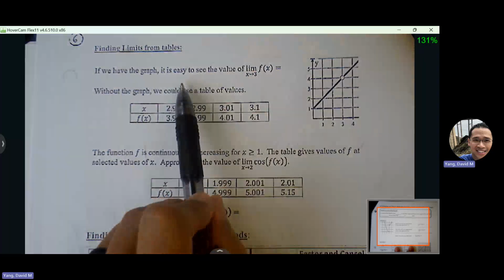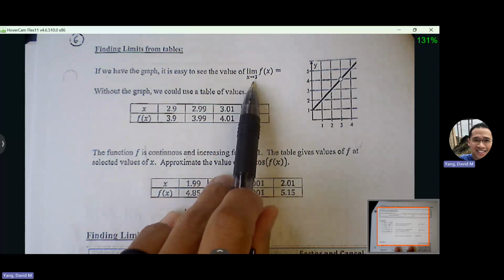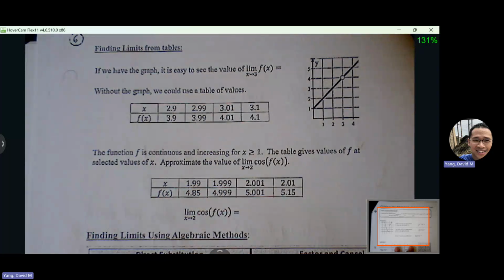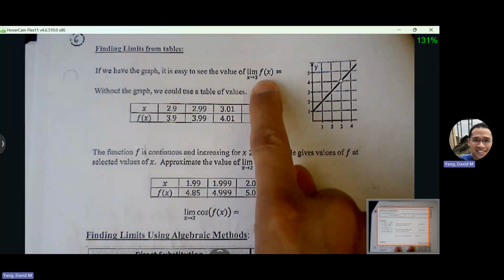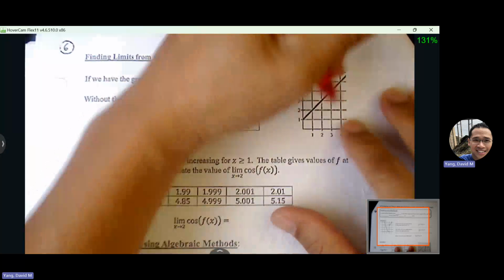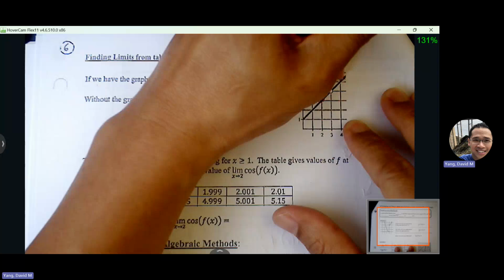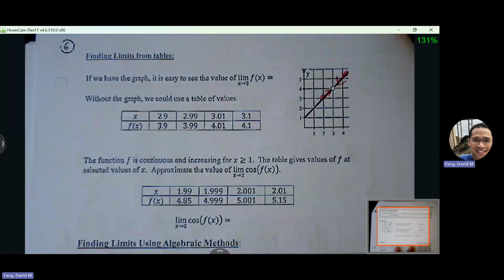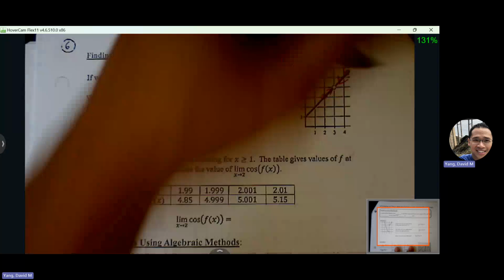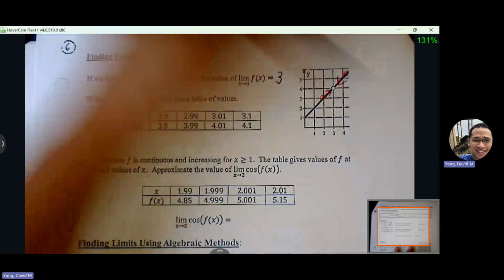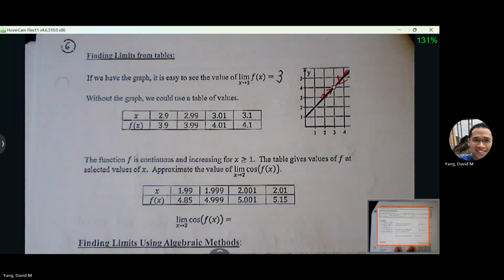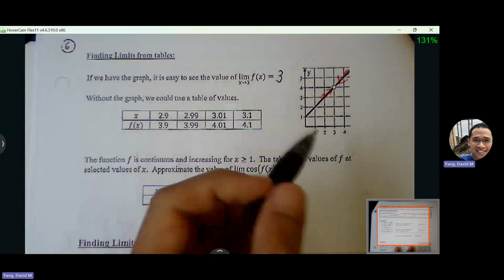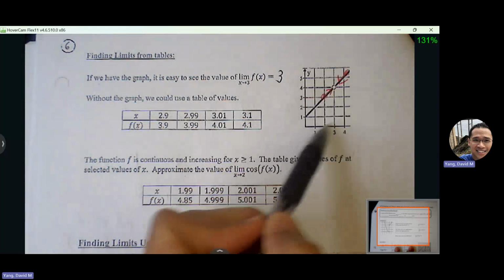Okay, if we have a graph, it's easy to see the value of the limit as x approaches 3. So we want to find the full limit. There's no plus or minus sign, so there has to be an agreement from both sides. We pick points on either side of 3, and we follow our arrows. Our arrows are definitely pointing towards the same y value. They're both headed towards y value of 3. Now, if we have the graph, we can tell what the limit is.